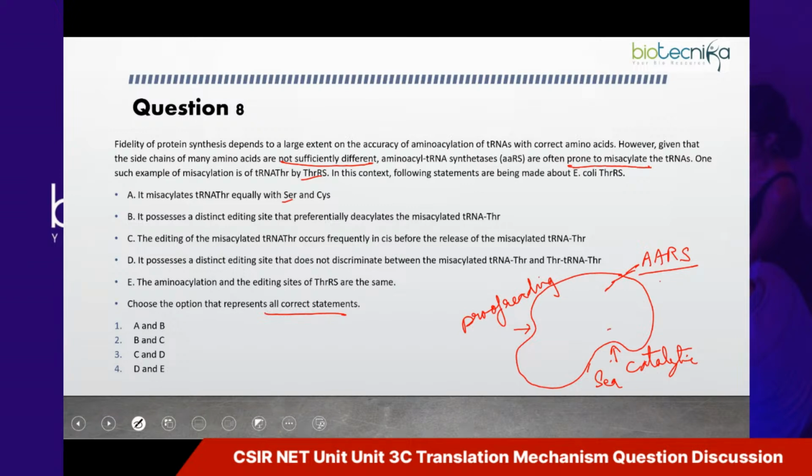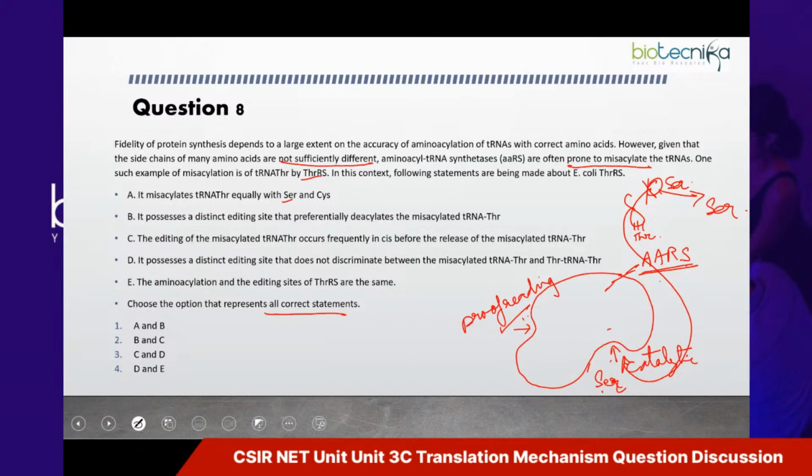Okay, so in that case, this aminoacyl tRNA synthetase will add serine to the tRNA which has the anticodon to recognize threonine. So what will happen? This is an anticodon for threonine, but it has got charged with serine. So this is a wrong aminoacylation. If that happens, the proofreading site will check it, and what will the proofreading site do? It will deacylate it. The serine will be removed, and again this tRNA will go to the catalytic site where it will be charged with threonine.